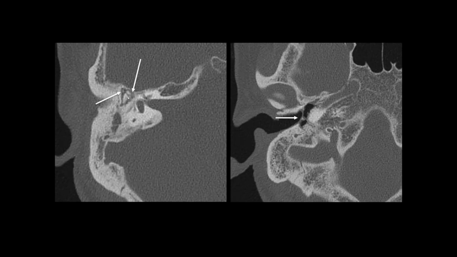And this is just another case, two axial CT images of the right temporal bone. And here we see the ossicles, but just around it, we see all these other little hyperdense dots, just other amorphous calcifications consistent with tympanosclerosis, and then also calcification of the tympanic membrane as well.